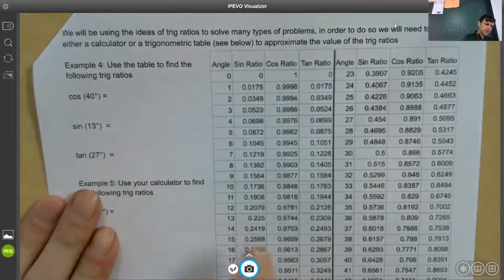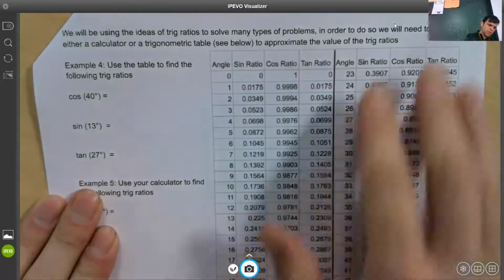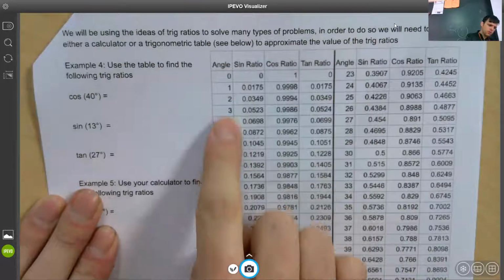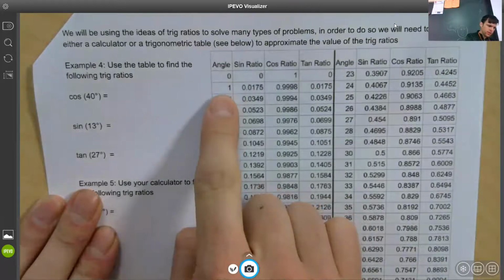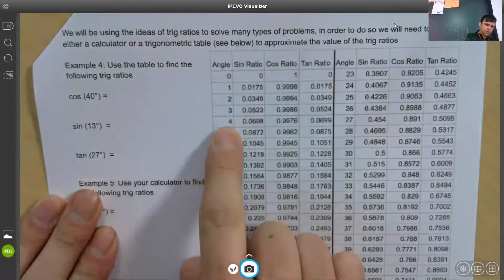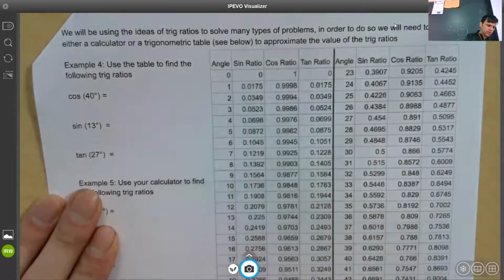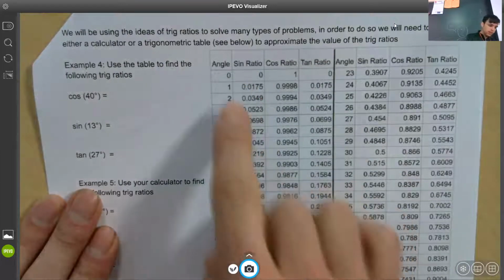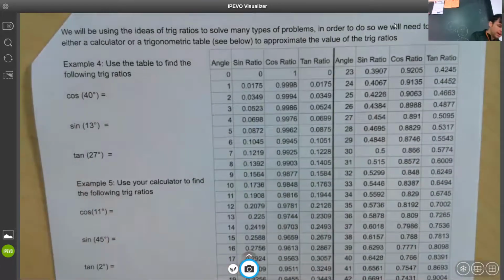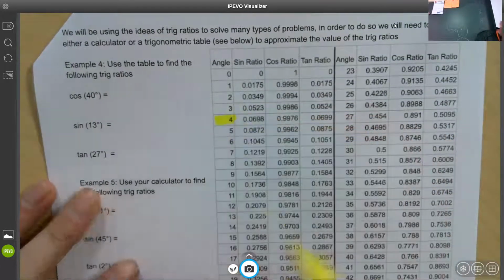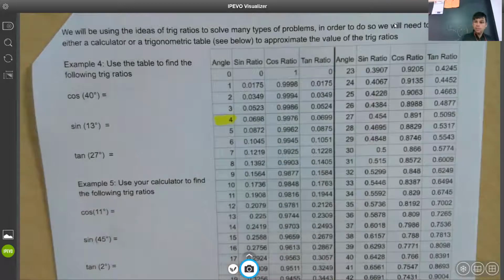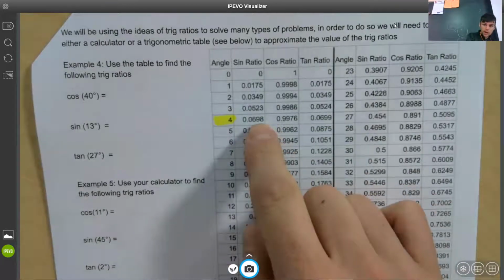So you'll notice here, this is kind of like one table just expanded. We have our angle measurements, 0 degrees, 1 degree, 2 degrees, 3 degrees, 4 degrees, and so on, and then the corresponding trig ratios that are associated with that angle. So let's just pick a spot here. Let's just say a 4 degree angle. It's a small angle, but a 4 degree angle will have a sine ratio.